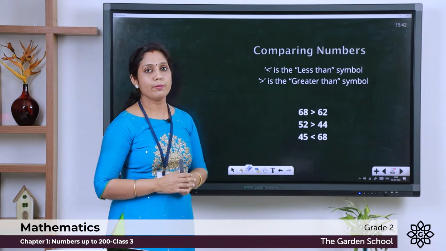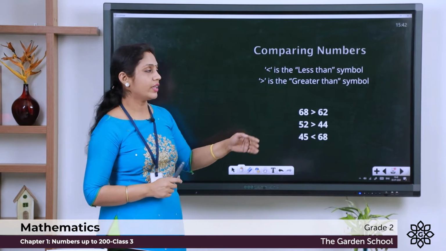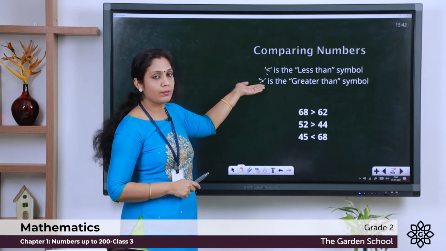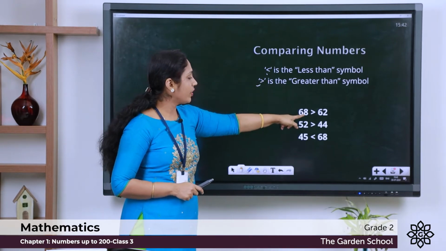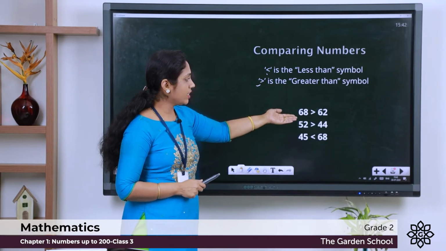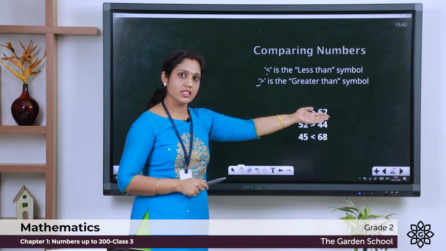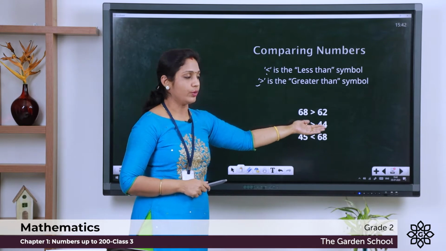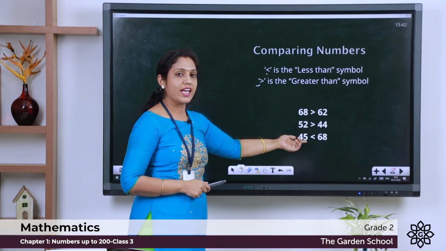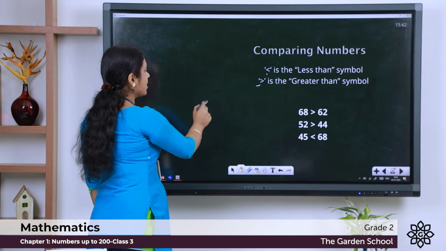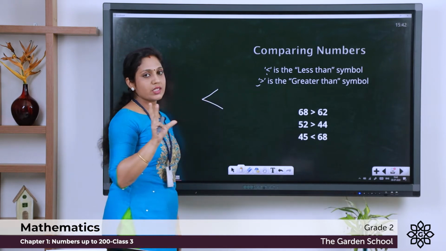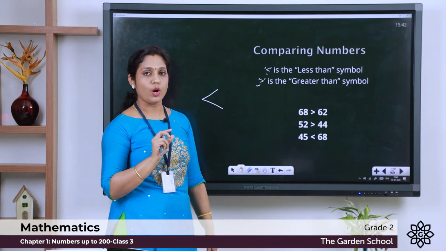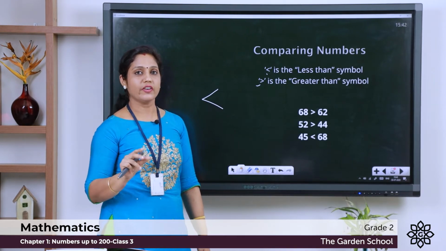Now, there are symbols for less than and greater than. This is the symbol for less than and this is the symbol for greater than. So, how can we read these numbers? 68 greater than 62. 52 greater than 44. 45 is less than 68. The symbol always opens its mouth to the greater number. Just remember this.